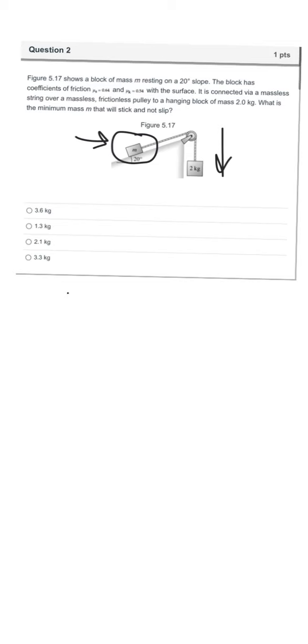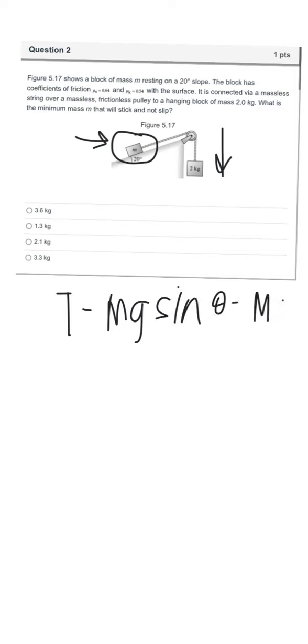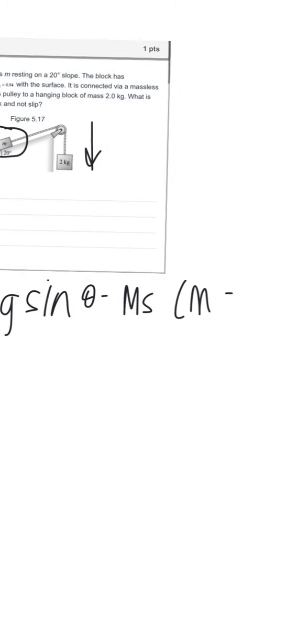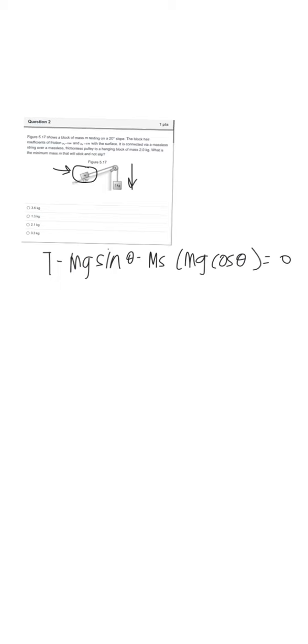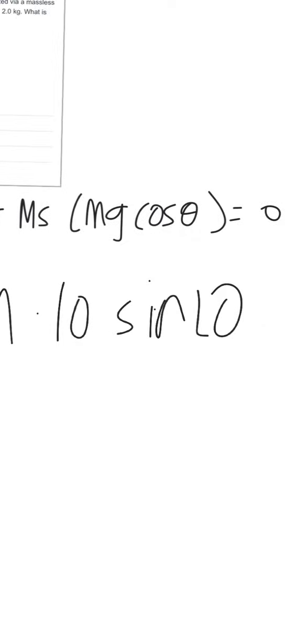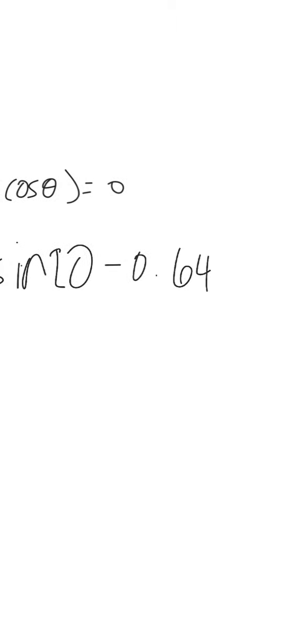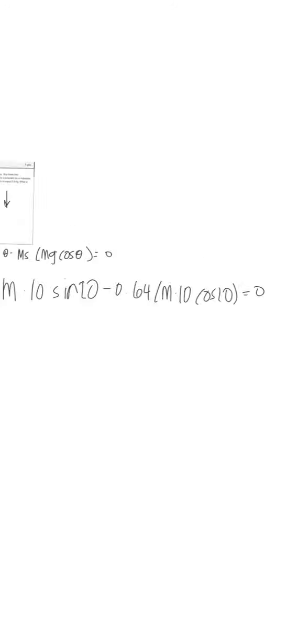So to solve this, what I did was use T minus mg sine theta minus μs mg cos theta and set it equal to 0. So now that we have this equation, we can plug in our numbers. So we have 20 minus m times 10, because we know that gravity is 10, sine 20, minus 0.4 times m times 10 cos 20 equal to 0. So now we can start solving this.